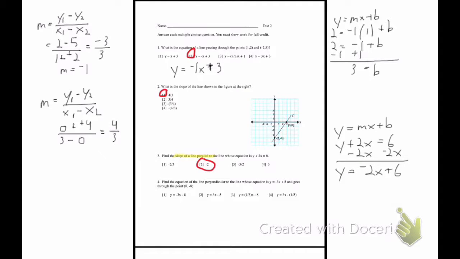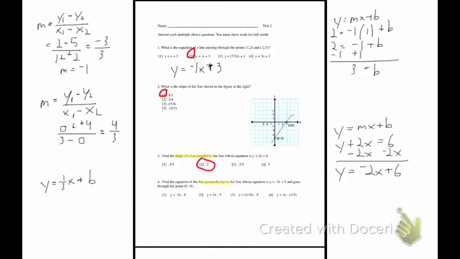The last problem on this page reads, find the equation of a line perpendicular to the line whose equation is y equals negative 3x plus 5 and goes through the point (0, -8). Well, again, the first thing that's important is line perpendicular. We know that perpendicular lines have negative reciprocal slopes. Therefore, if we were to start writing the equation of the perpendicular line, we would write y equals 1/3 x plus b. Why? Well, 1/3 is the negative reciprocal of negative 3.